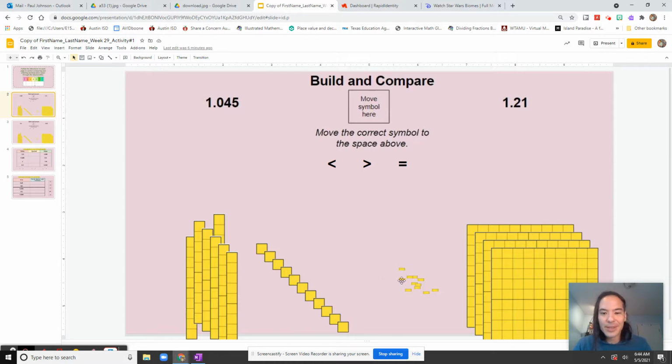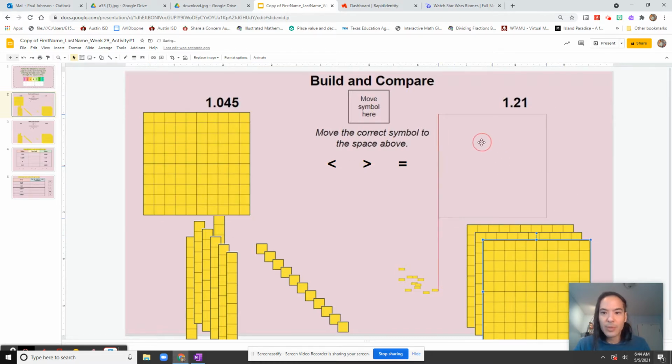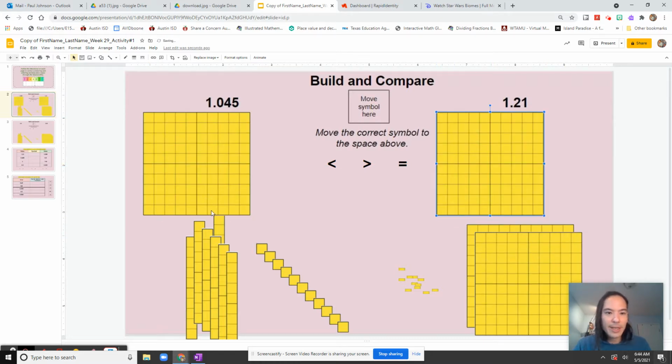All right, and these are going to be your thousandths. You haven't seen these before, but they're the smallest bit. So here are your wholes, whole numbers. That's one whole. Here are your tenths. Over here we have 0/10. Over here we have 2/10. So we're going to move 2/10 over here.